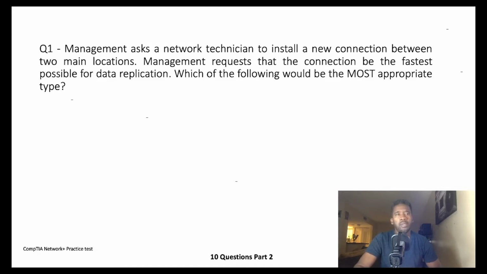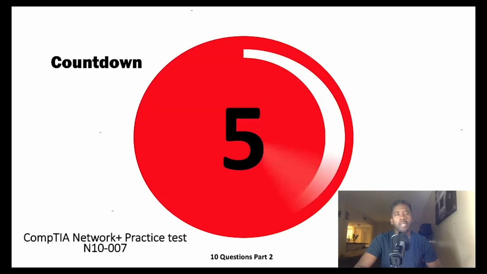All right, let's see the multiple choices. It's A, PRI, B, ADSL, C, D3/E3, or D, ISDN. All right, count down in 5 seconds to know what the answer is. Okay, the correct answer is D3/E3.